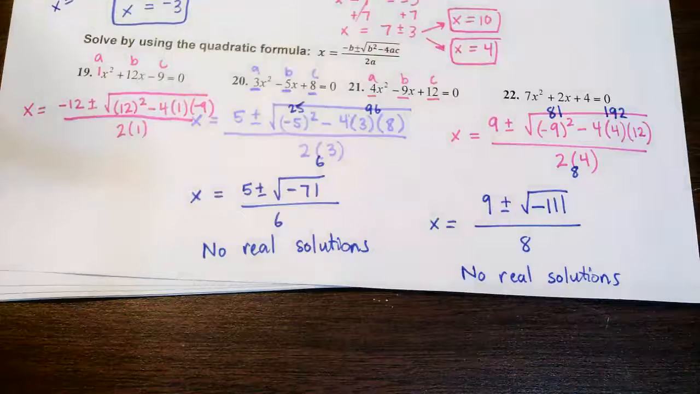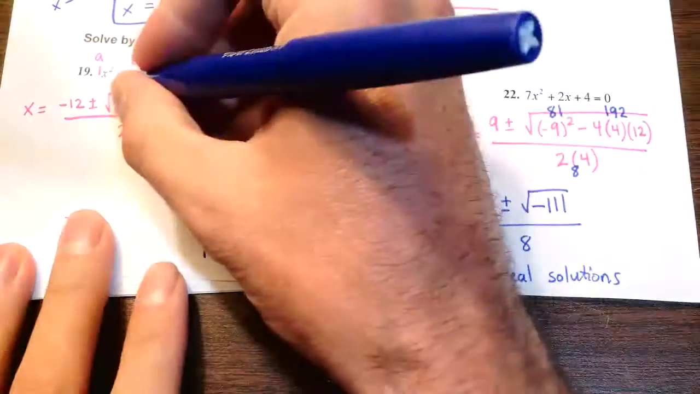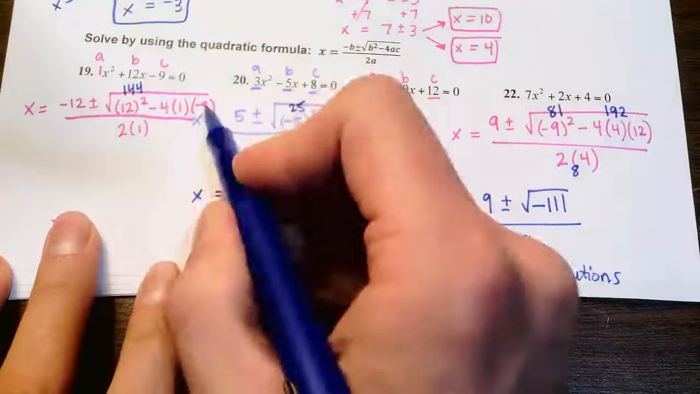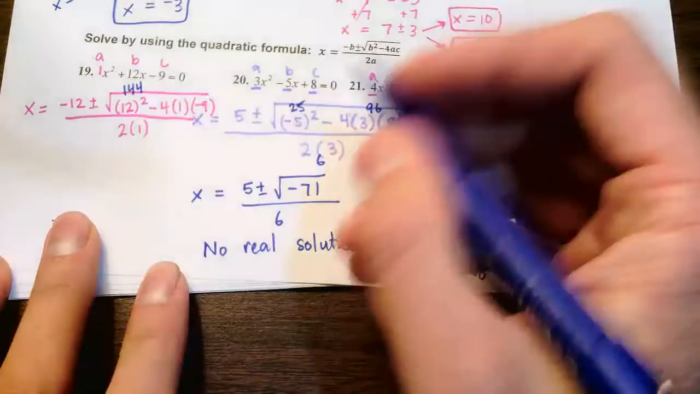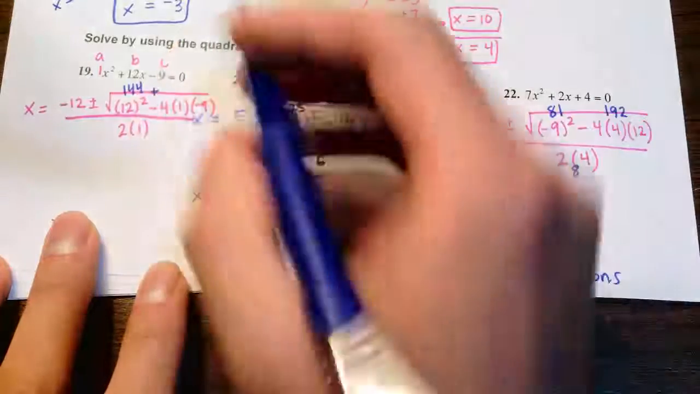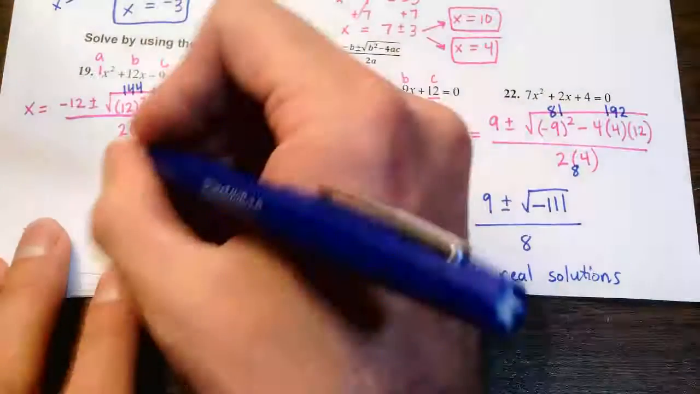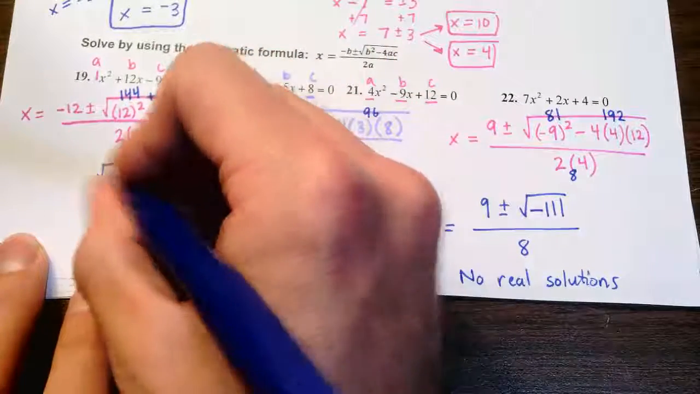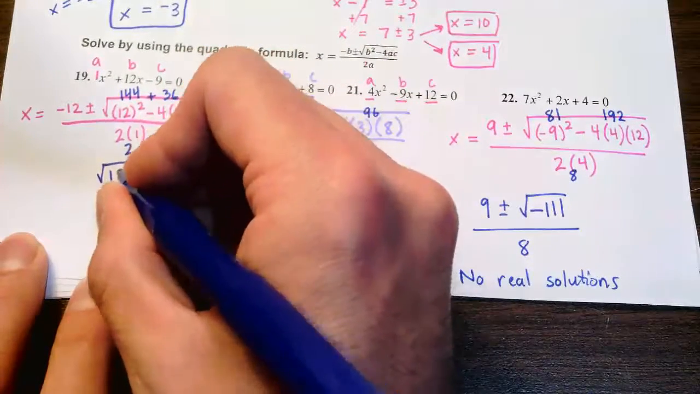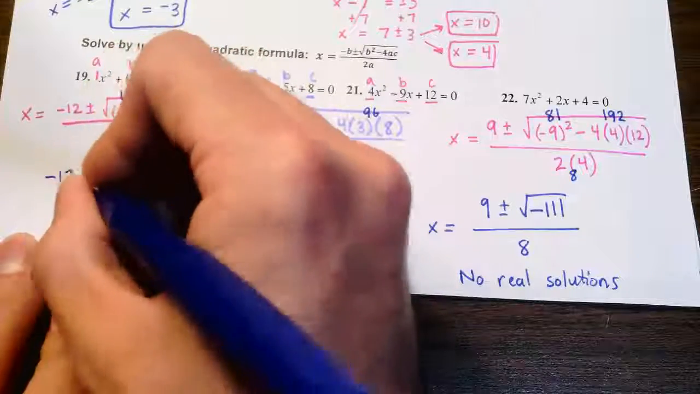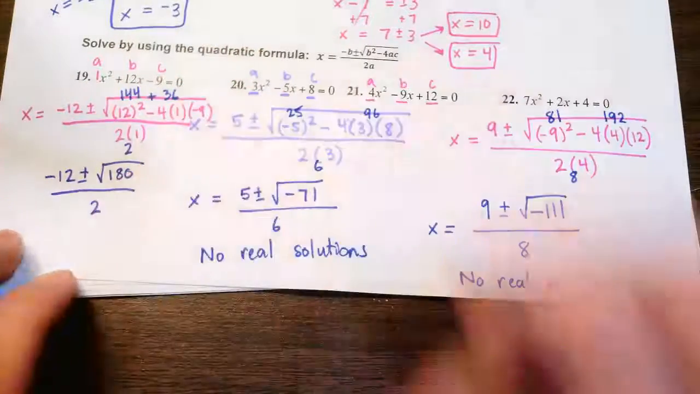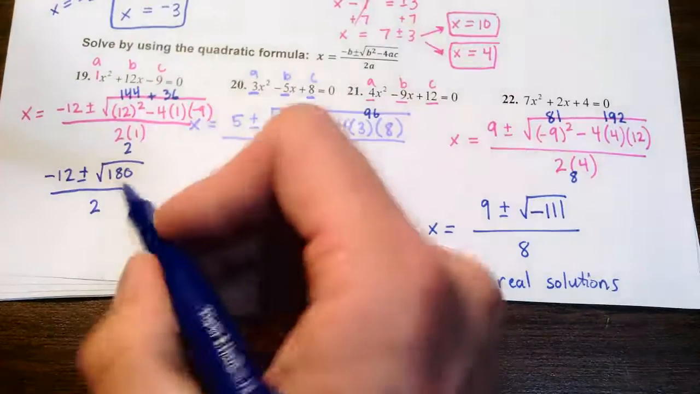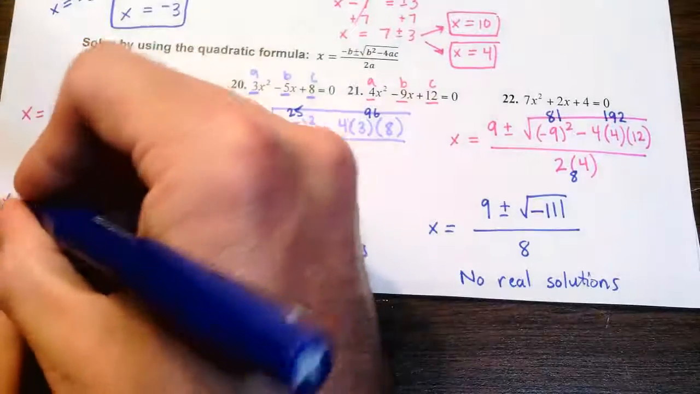I'm going to try to do those calculations on the side again. 12 squared is 144. -4, because we have kind of two negatives here, we're really going to end up with plus, so it's going to be plus 36. And I multiply that out, and then 2. All right, 144 plus 36 is 180. -12 plus or minus square root of 180, all that divided by 2. All right, so this time we have a real number in here. We're going to get a real number. We can take the square root of 180.